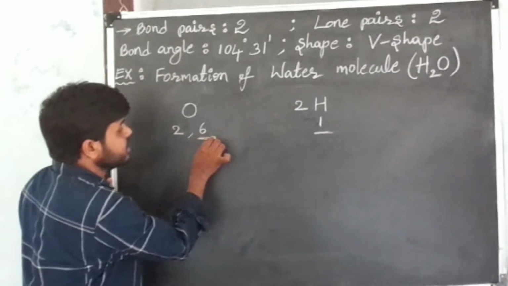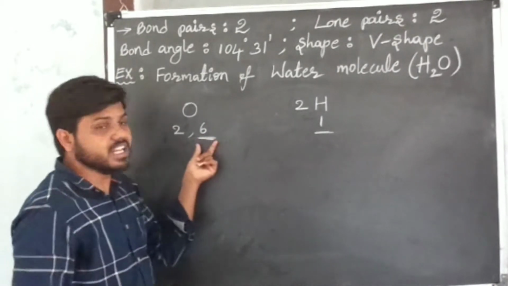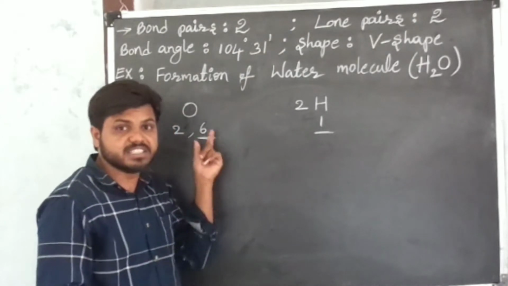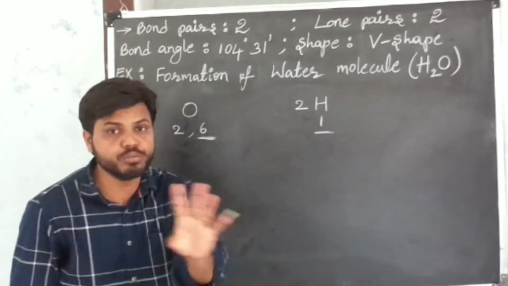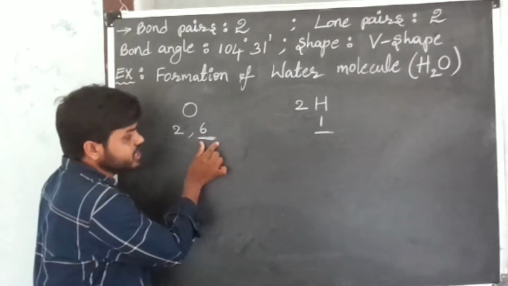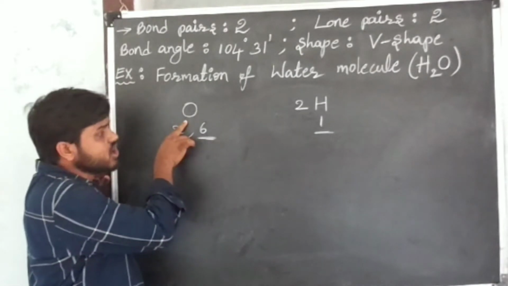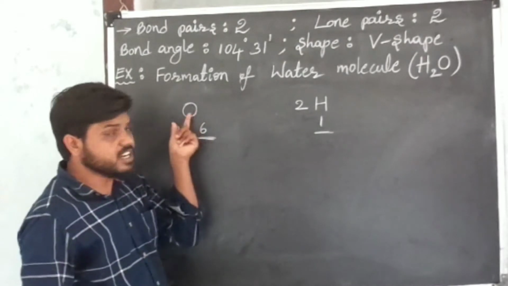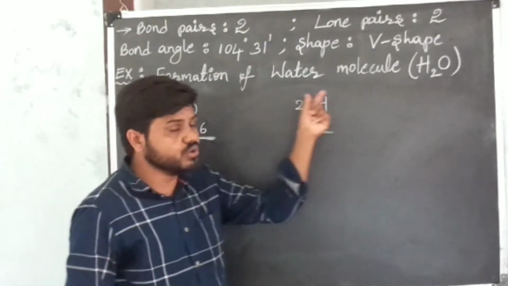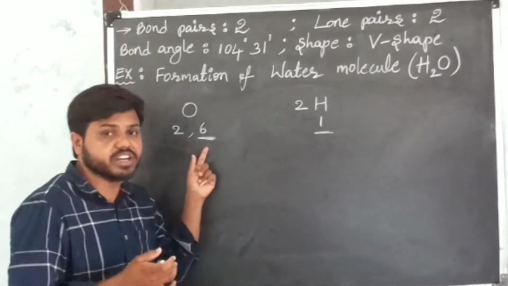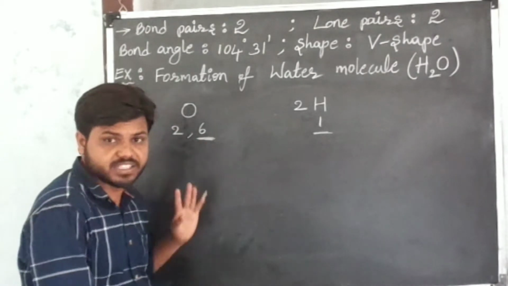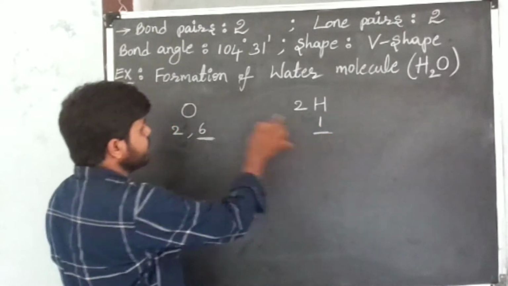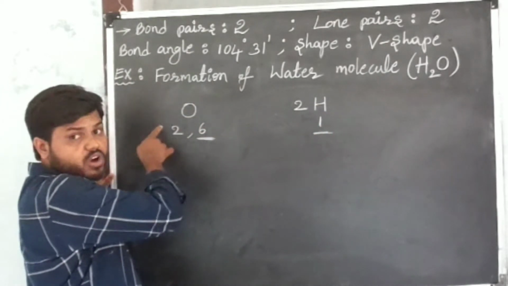See here, observe the oxygen valence shell. In the valence shell, 6 electrons there. To get octet configuration in the valence shell, this oxygen atom requires 2 more electrons. That's why this oxygen atom shares 2 electrons with the 2 hydrogen atoms to get octet configuration in the valence shell. Now, 2 hydrogens are sharing 2 electrons with 1 atom of oxygen.